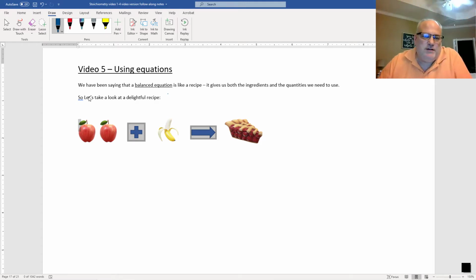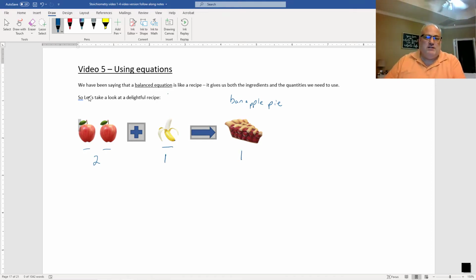My recipe here calls for 2 apples, one, two, and put it together with 1 banana, and then somehow magically you have banapple pie. I will say this: in the royalty-free section, I could not find an apple pie, so this is a cherry pie, but you can use your imagination here. If I were just writing this out, wouldn't you be able to say for every 2 of these, we need 1 of these, and we'll get 1 of these?